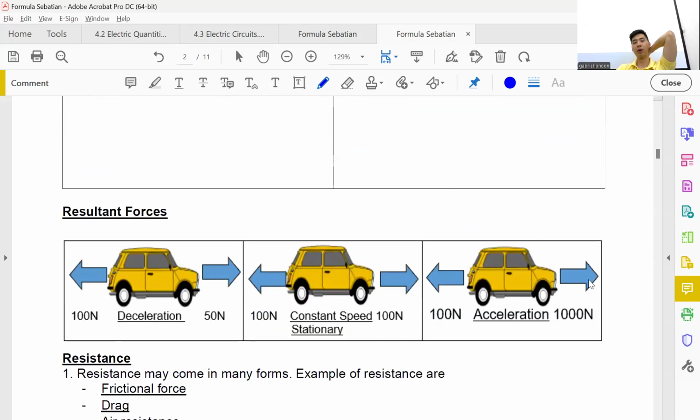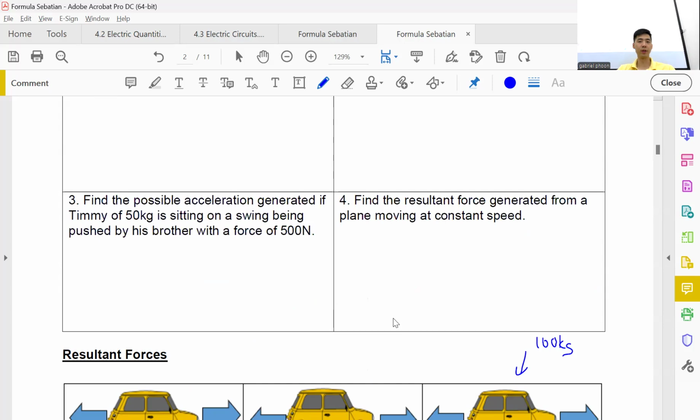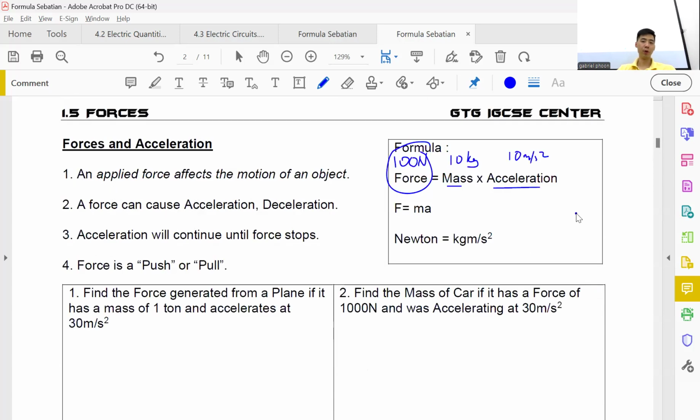For example, in this scenario here, let's say the resultant force will be how much? 900, right? Let's assume that this thing is 100 kg. It will cause the thing to accelerate at 9 meters per second squared because F is equal to ma. Make sense? Yes? Accelerate, decelerate, constant speed, or stationary because there's no resultant forces. Okay, copy down the formula and attempt the 4 questions at the bottom once again.